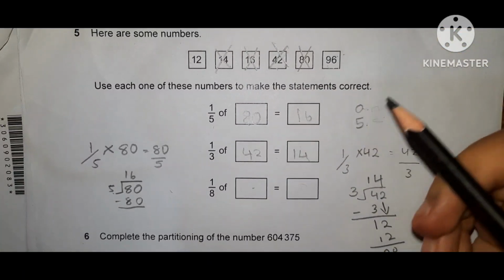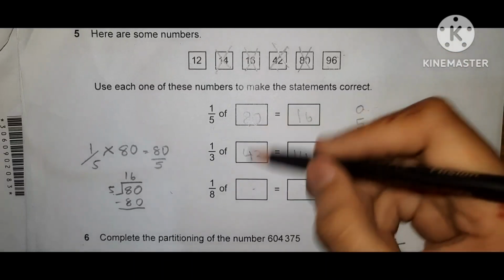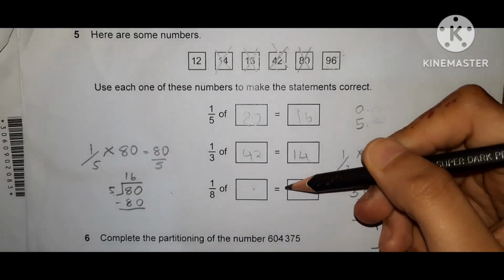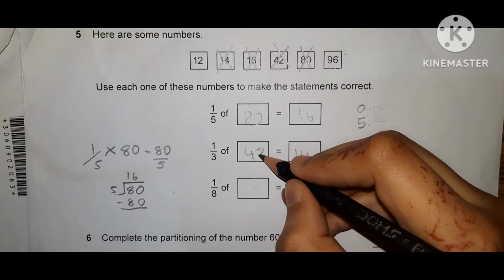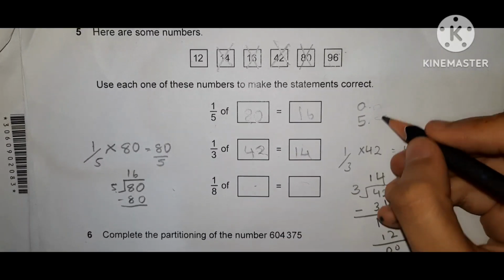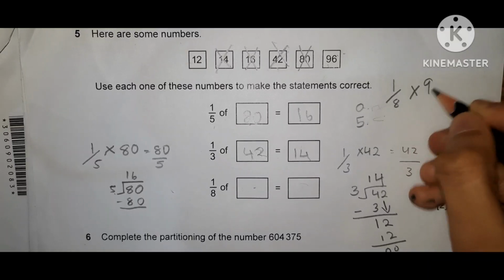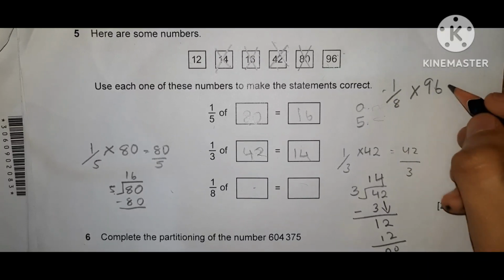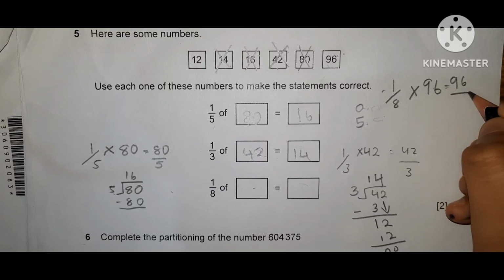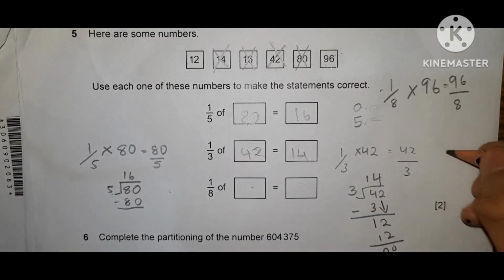If you calculate and you get the right answer, it means all of them are correct. But if you get a wrong answer, it means all of them are wrong. We've done a mistake somewhere. Now we'll do 1 over 8 of 96. 1 times 96 is 96. Divide by 8.